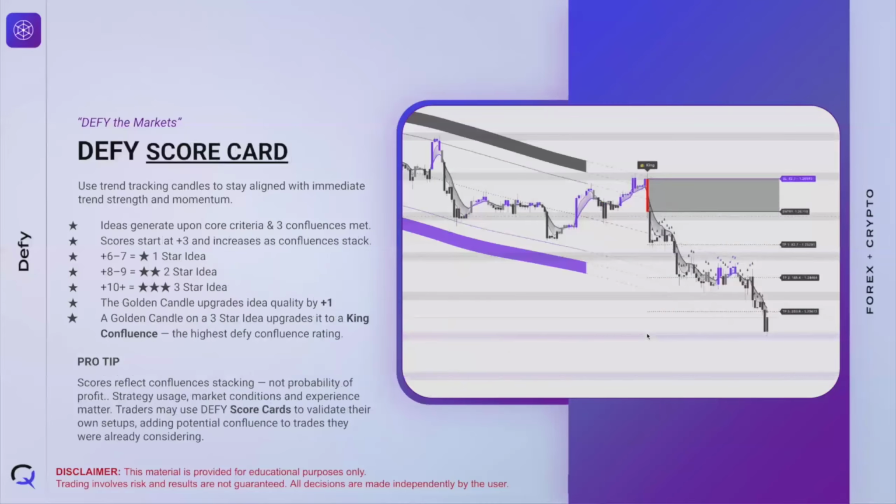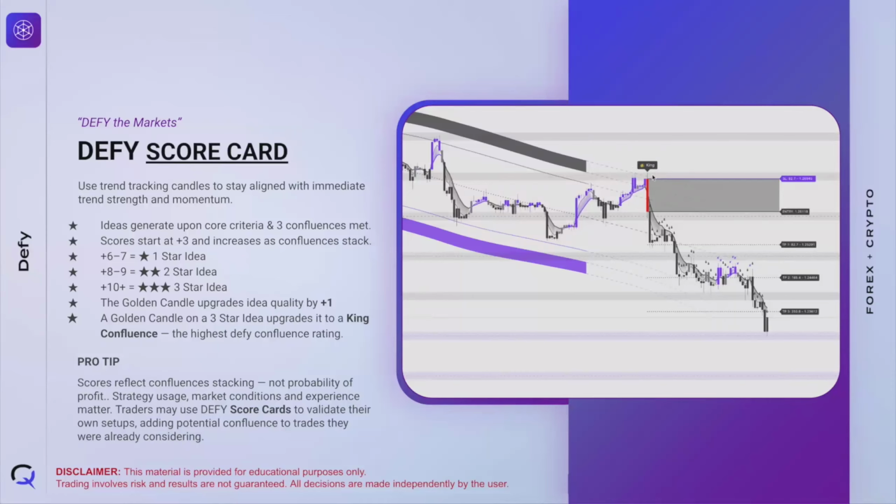Now, the last part of the system is the DeFi scorecard. And this is very simple. Okay, but the DeFi scorecard is basically going to grade every single one of the DeFi ideas by confluence confirmation.